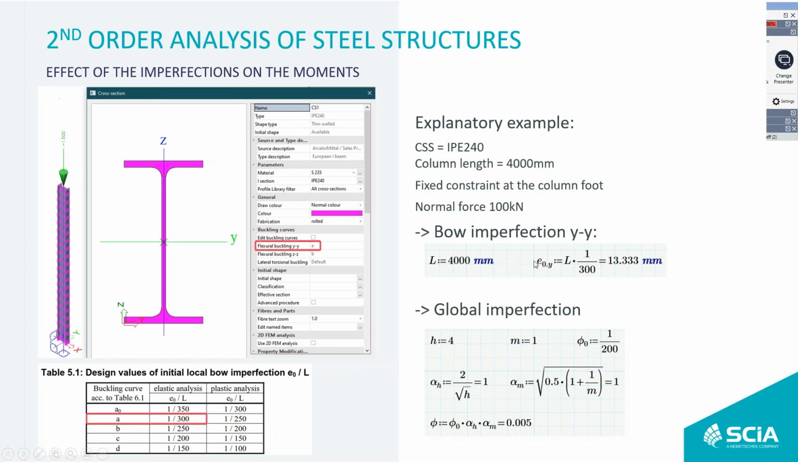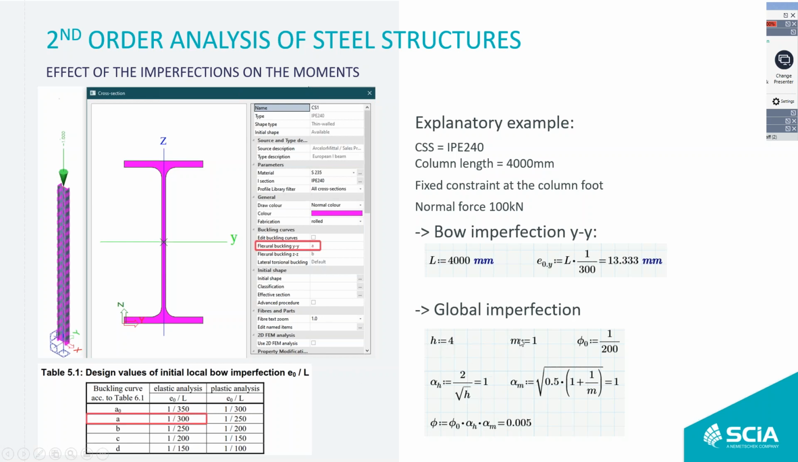In this way, you can calculate your bow imperfection, because buckling curve A under table 5.1 of Eurocode 3 has a bow imperfection of 1 divided by 300 for elastic analysis. So 1 divided by 300 multiplied with the 4 meters is 13 millimeters. That's your bow imperfection.